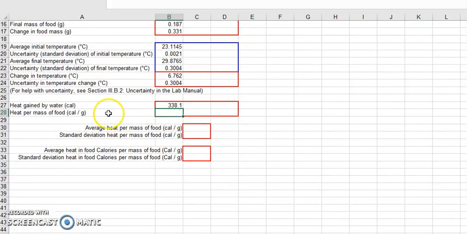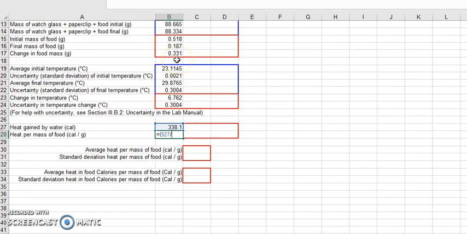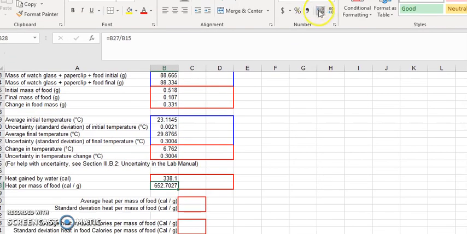What is that heat per mass of food? It's just what I just calculated divided by the initial mass of food. And again, I should only have 4 sig figs there.